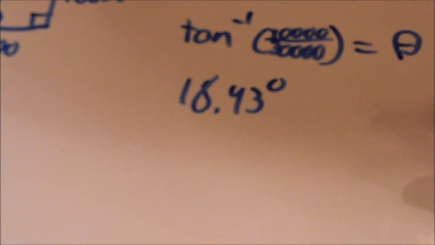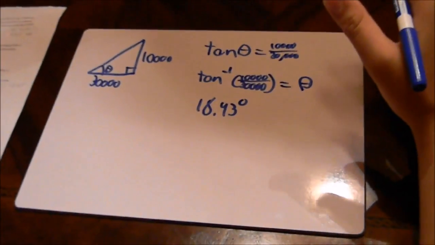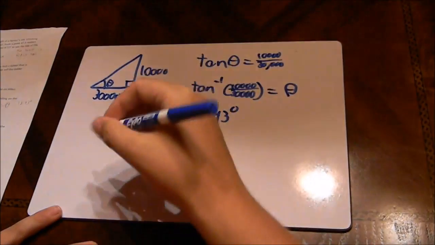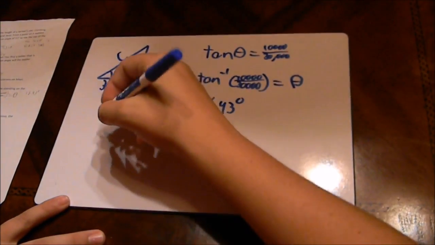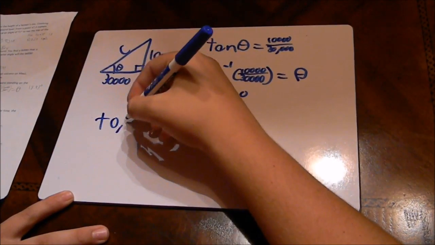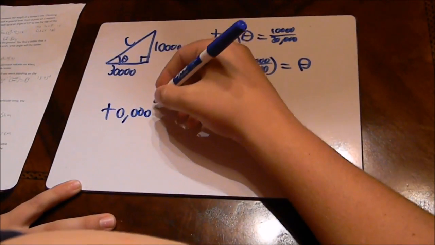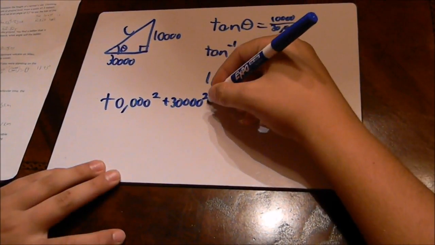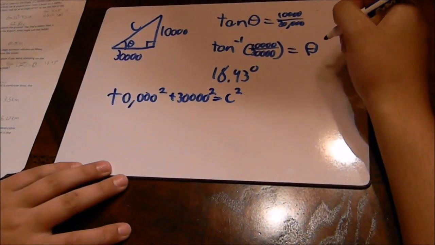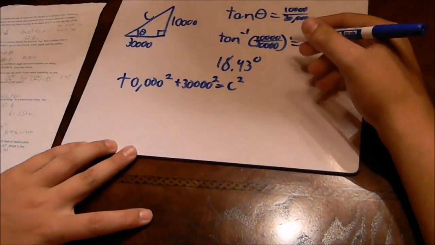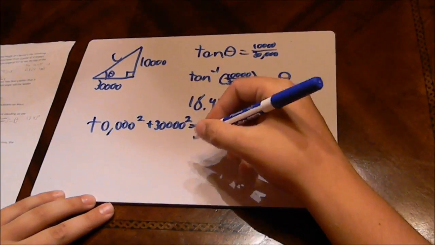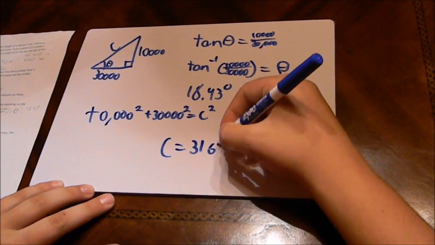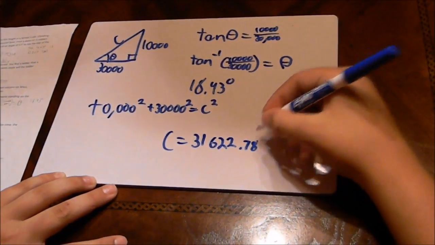Now the second part of the question. What is the straight line distance from the beach to the peak? So in this case, we're going to use the Pythagorean theorem to find the hypotenuse, which in this case we will call C. So we have 10,000 squared plus 30,000 squared equals c squared. And when you plug that into the calculator, you get that the distance from the beach to the peak of the volcano is 31,622.78 feet.